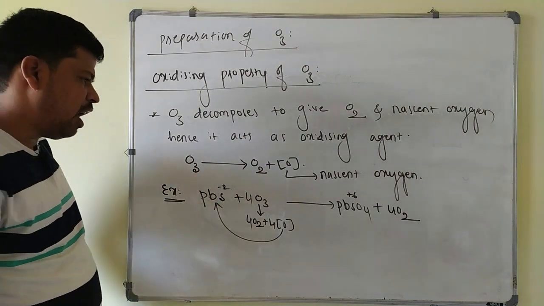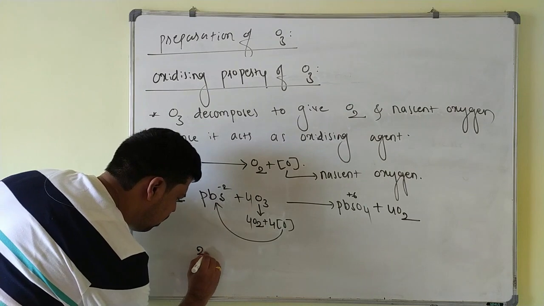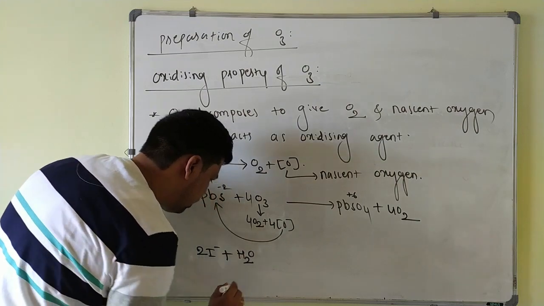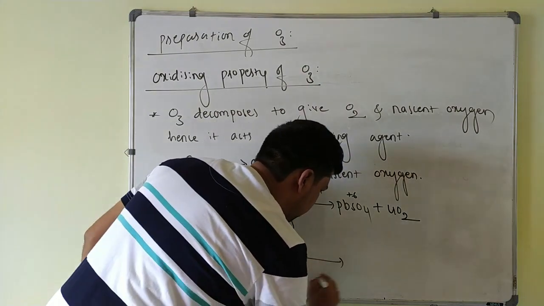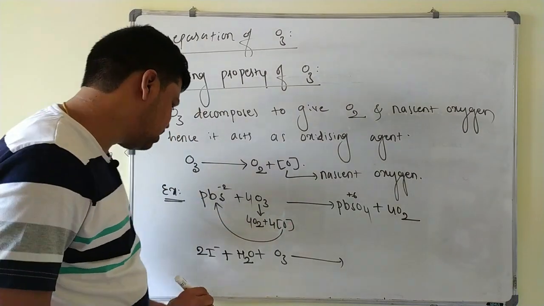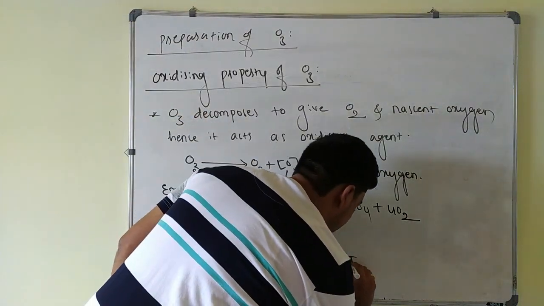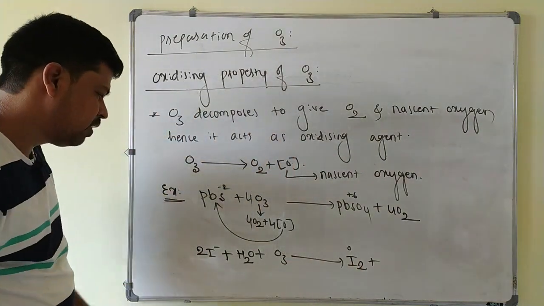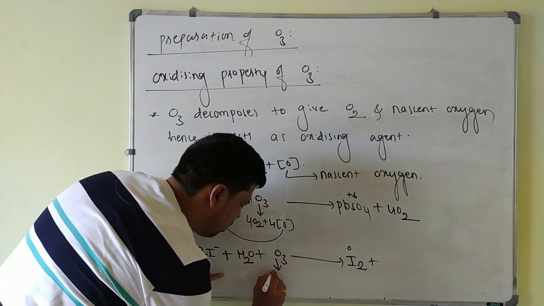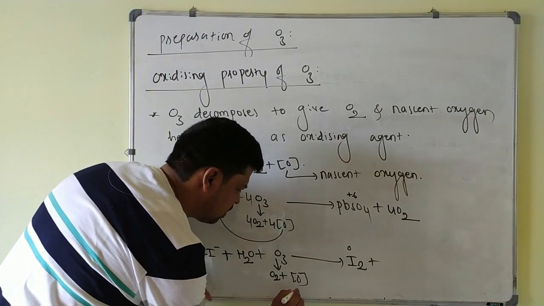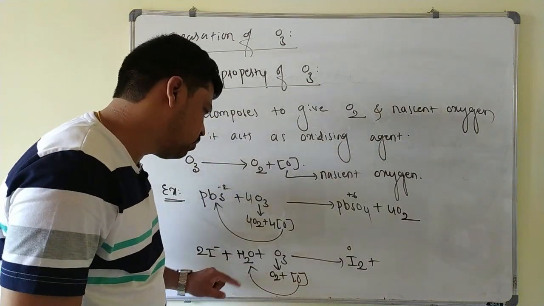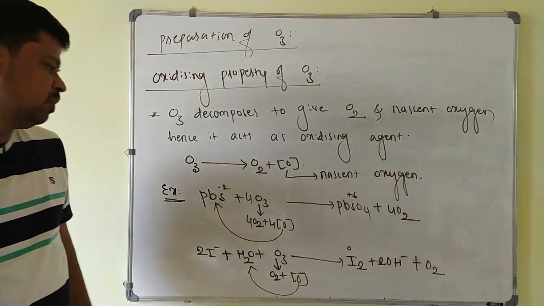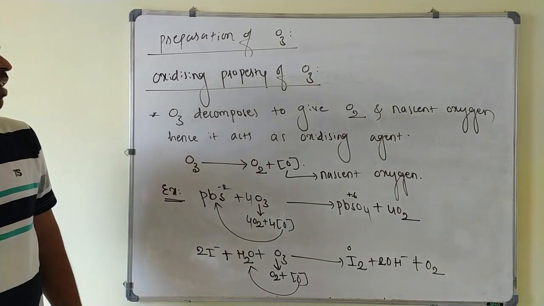Even it will oxidize iodide to iodine. I'll write 2 times of iodide, on treating with water plus ozone, the iodide is oxidized to iodine gas, I2. Here the oxidation state is -1 and here it is 0, meaning it is oxidized. Now see here, O3 is nothing but O2 plus 1 nascent oxygen. This nascent oxygen is given to this one, and it will form 2 times of OH minus, plus the remaining O2. So this is the oxidizing property of ozone.